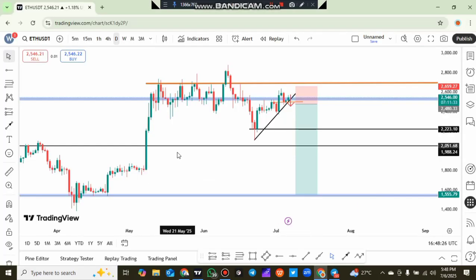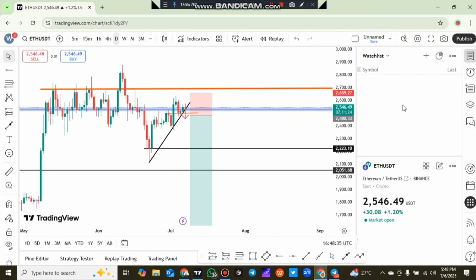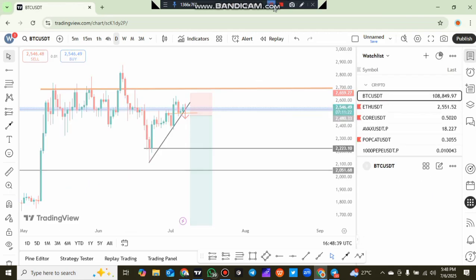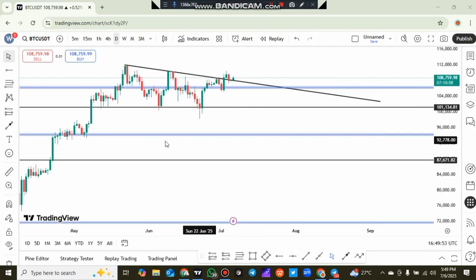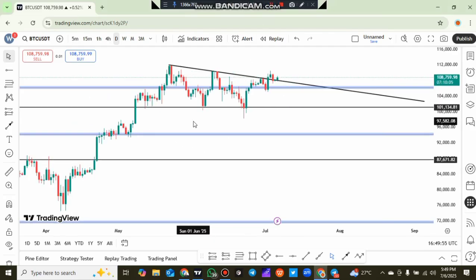The only reservation I'm having on this analysis that I'm making is what Bitcoin is currently doing. Okay guys, if you are analyzing any crypto pair, one thing that should give you concern is BTC, because Bitcoin is the mother of every cryptocurrency, and whatever Bitcoin is doing is going to affect every other analysis. I'm telling you for a fact.